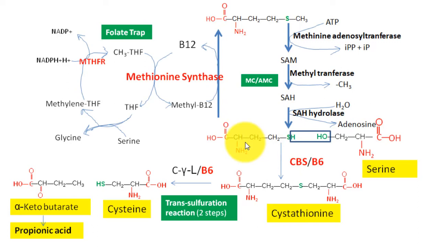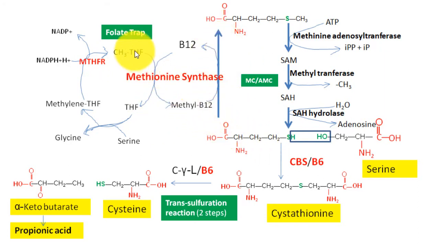I want to emphasize one more point. So MC means methionine cycle, or AMC, the activated methionine cycle. One very important point I would like to keep here is the folate trap. So in condition of vitamin B12 deficiency or defect in intracellular metabolism of vitamin B12, what will happen is this methyl group will not be transferred here to homocysteine.